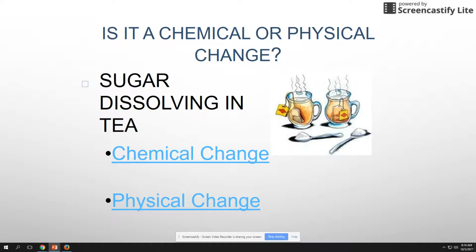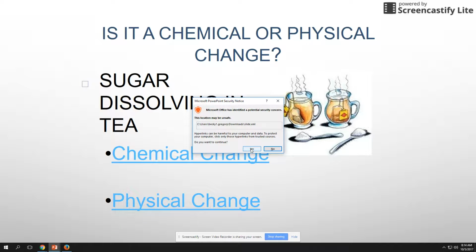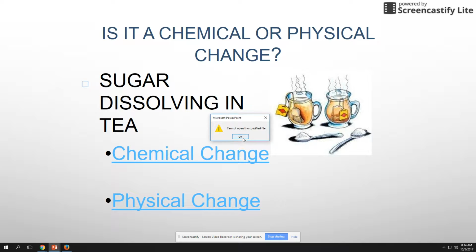Once hydrogen and oxygen come together and make water, you can't break that bond apart. So, is this a chemical or physical change? Sugar dissolving into tea. Which one is it? It better be a physical change. All right, so it is a physical change.